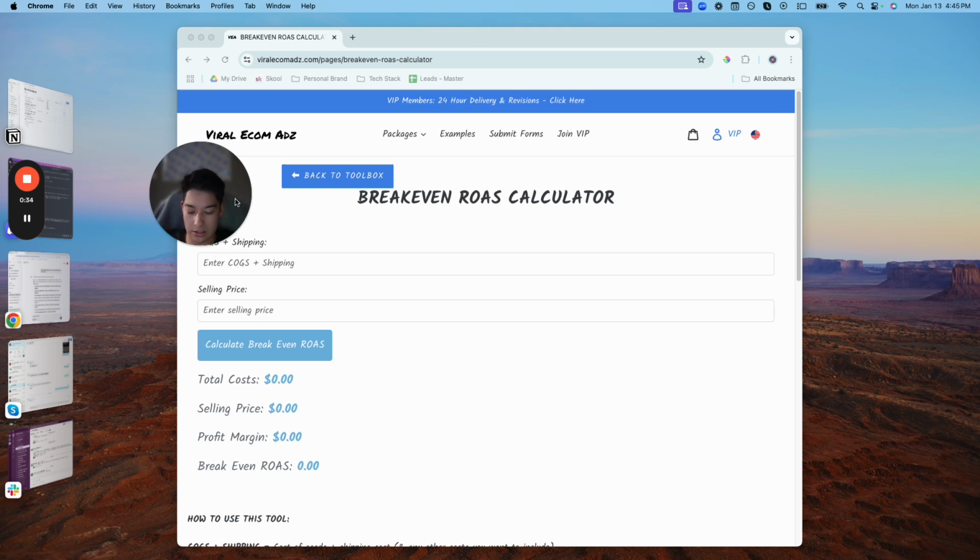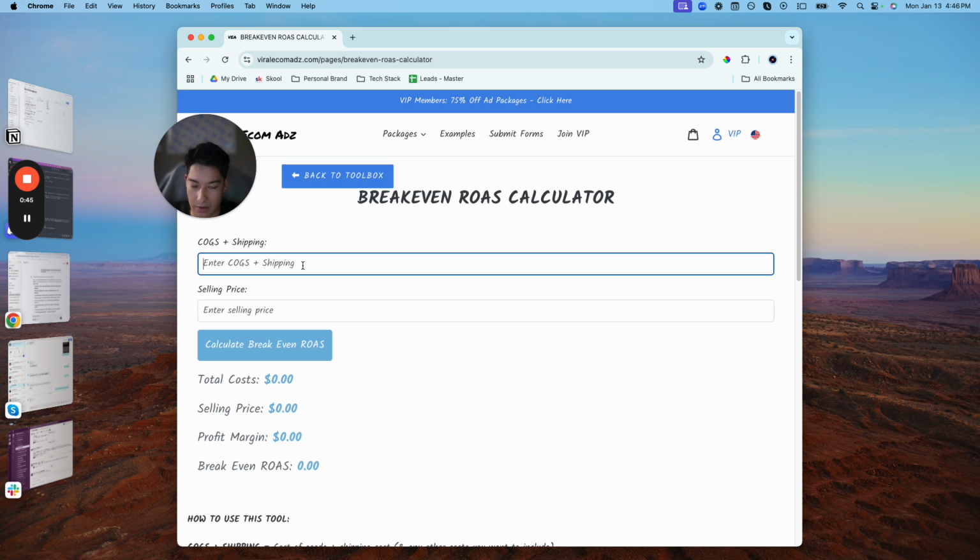But basically, it's just about understanding your numbers overall. And let's just run through this calculator to talk about break-even ROAS. So I'll just use the example of my store right now and why it's actually an issue for my brand, and I'm constantly working on it.